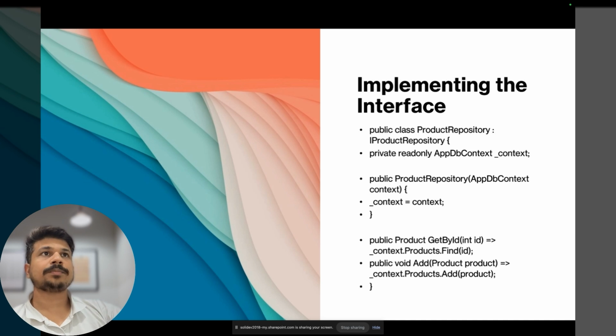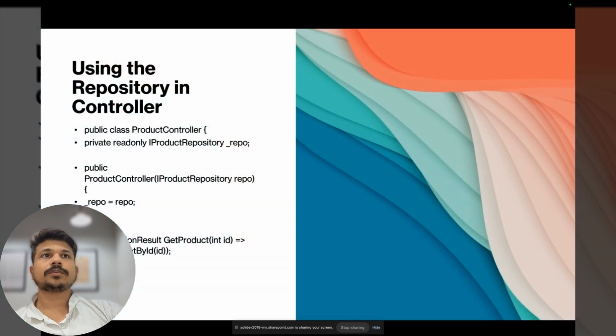Now, here's the actual implementation of the repository. The ProductRepository uses AppDbContext to interact with the database, just like the waiter goes into the kitchen with your order and brings the dish back. So in your controller, you don't deal with the database directly. You simply use the repository to get what you need. It's like saying, waiter, get me the product with ID 5, and the waiter does it.